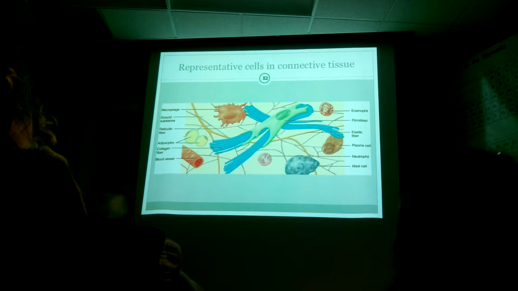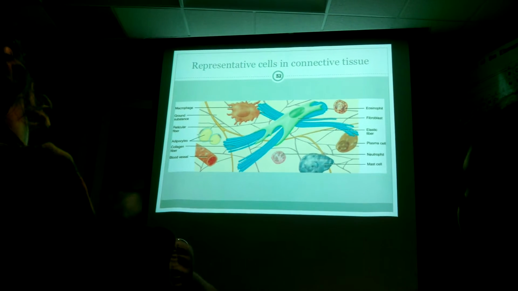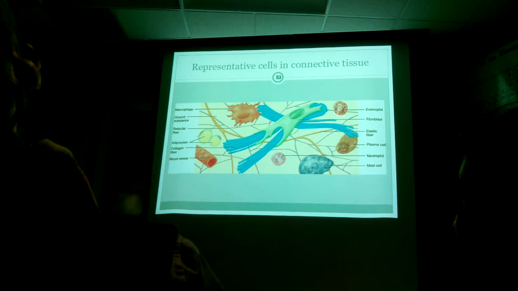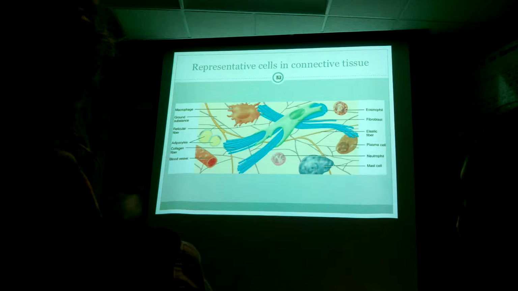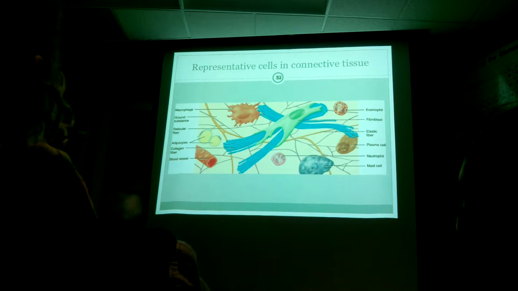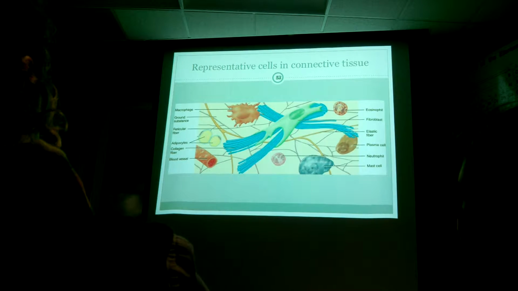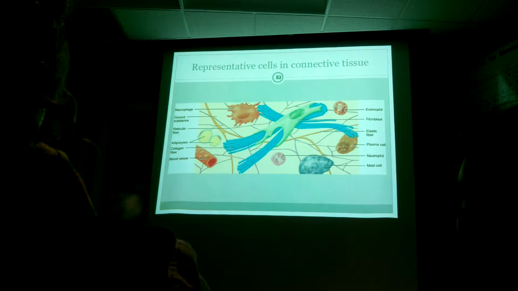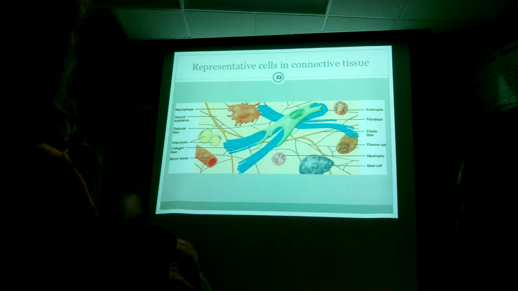Reticular fibers are, let's see what I want to say about reticular fibers. I don't even know how I want to describe it. They're just another one of these forms that you find inside connective tissue.